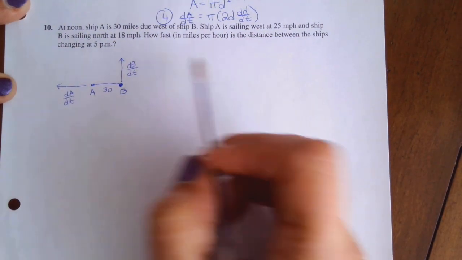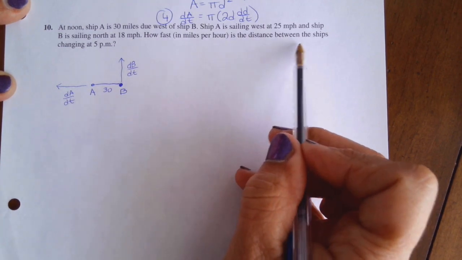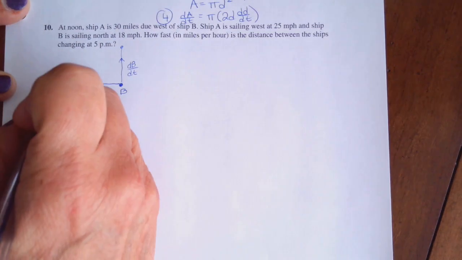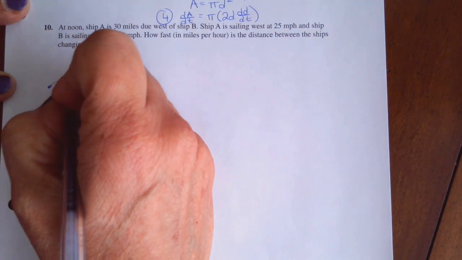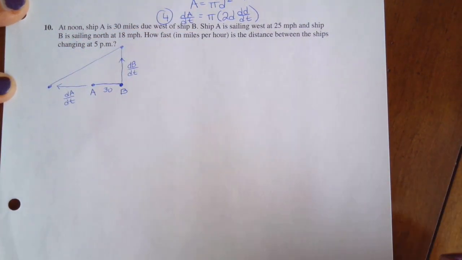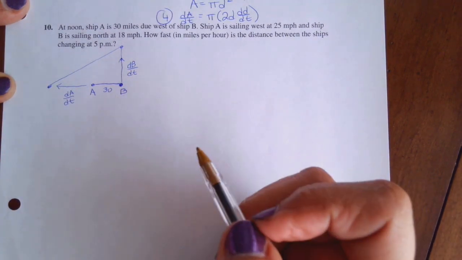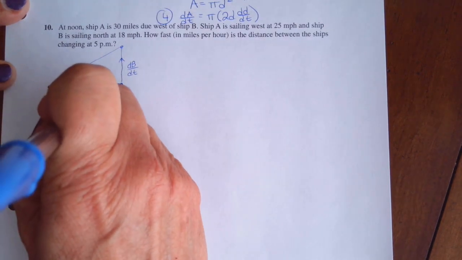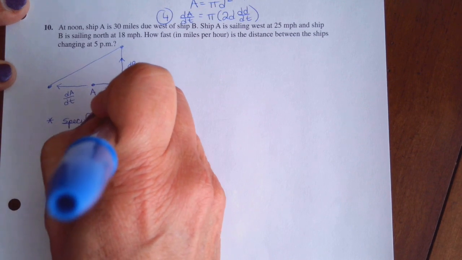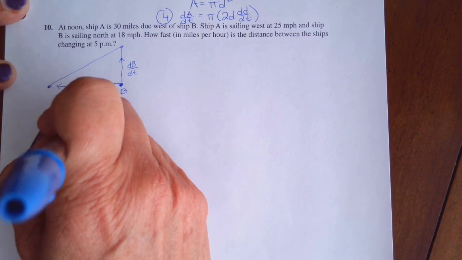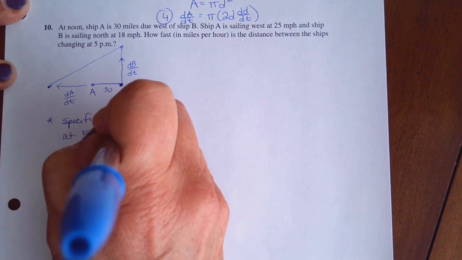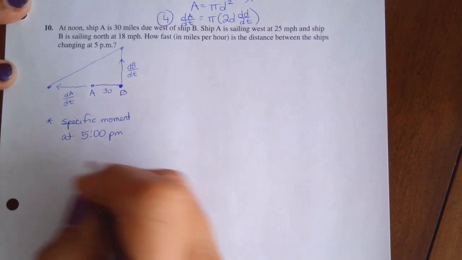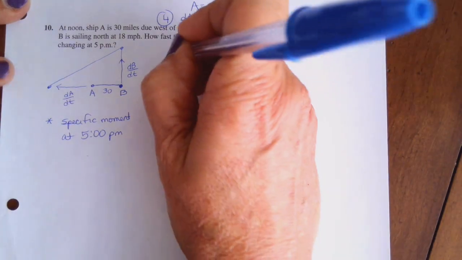All right, what am I asked to find? How fast is the distance between the ships changing at 5 p.m.? All right, well, at 5 p.m., ship B may be up here, and ship A will be over here, so how far apart are they? Okay, so this is back to a Pythagorean theorem problem. I've got three sides of a right triangle, so I'm going to be using the Pythagorean theorem. Our specific moment is to find this distance at 5 p.m., right? So think about that. We started at noon, so 5 p.m. would be 5 hours later. So we're going to have to do some work over here. All right, but let's get our problem started. What are we given?